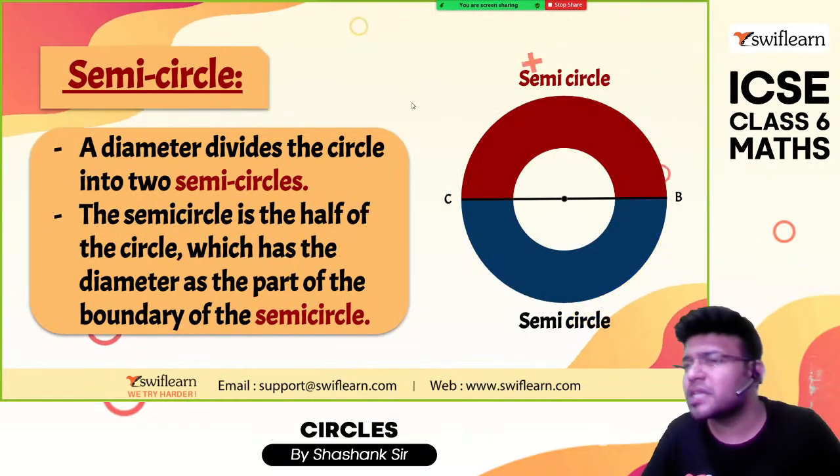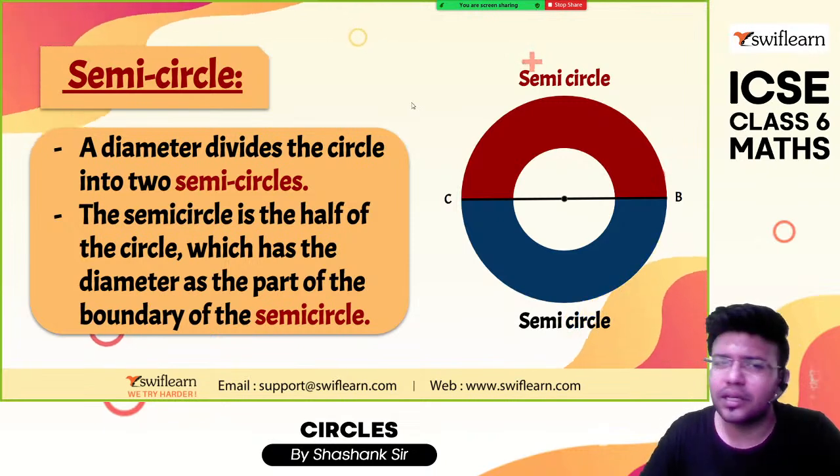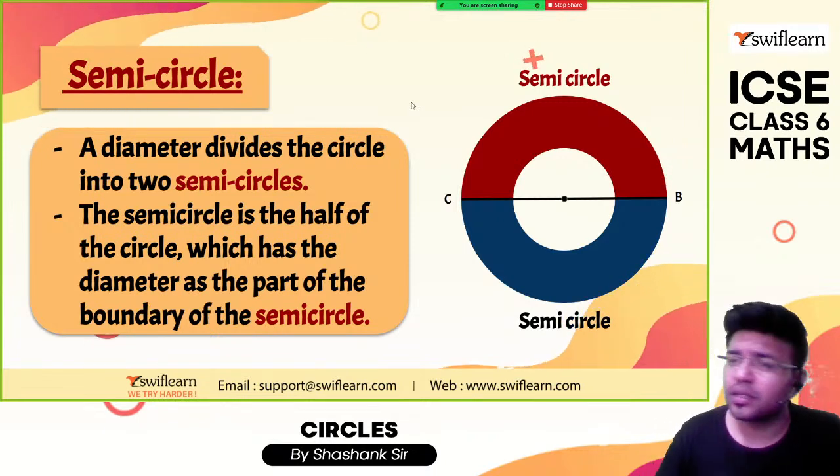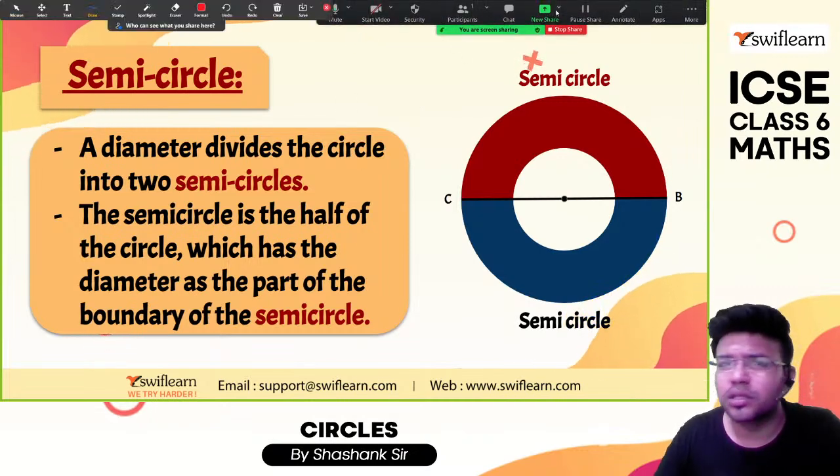What is a semicircle? Half a circle is known as a semicircle. Okay. Now you draw a circle.